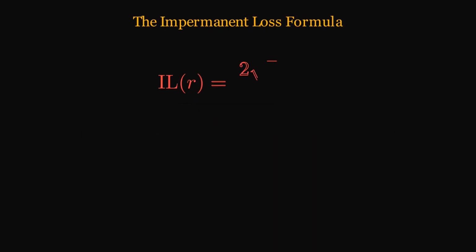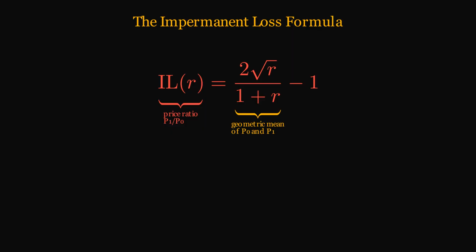The impermanent loss formula: IL of R equals 2 root R over 1 plus R, minus 1. Where R is the price ratio P1 over P0. The numerator is twice the geometric mean of the old and new prices. The denominator normalizes by the sum. Pintail first derived this from X times Y equals K first principles in January 2019.